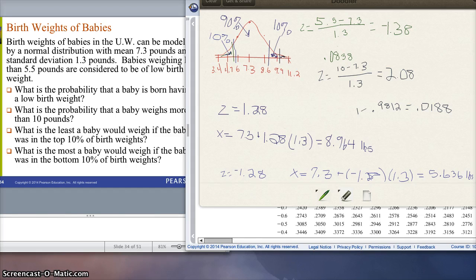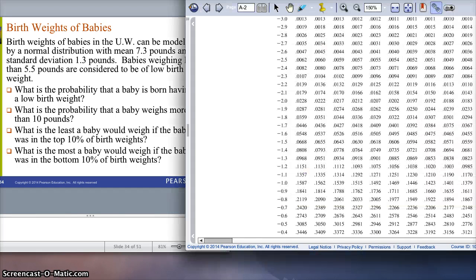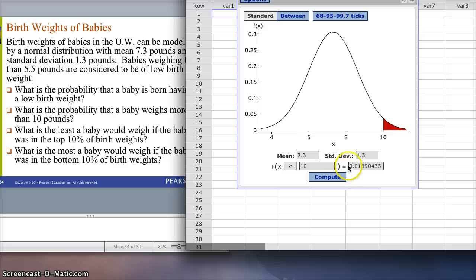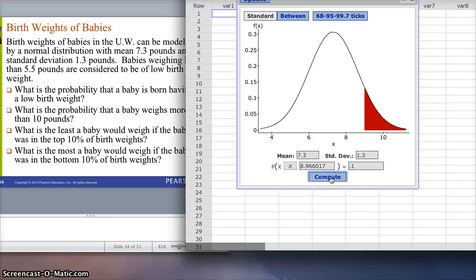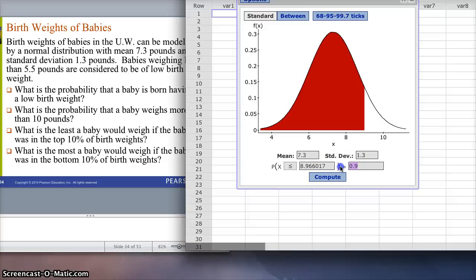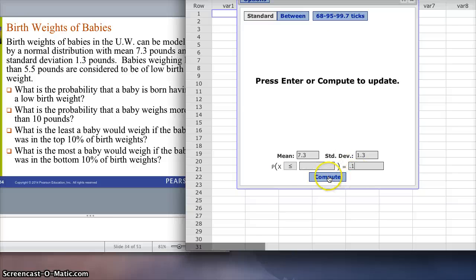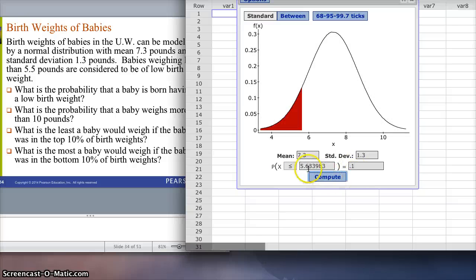So if we come over and do these last two over here in my applet, remember this time I know this number, so we're going to fill in 0.1 there. The first one is in the top 10%, so we'd want this to say greater than. So press compute, and there's your 8.96. If I change this to less than, again I'm going to make this 0.1, hit compute. There's your 5.63 pounds that we had.